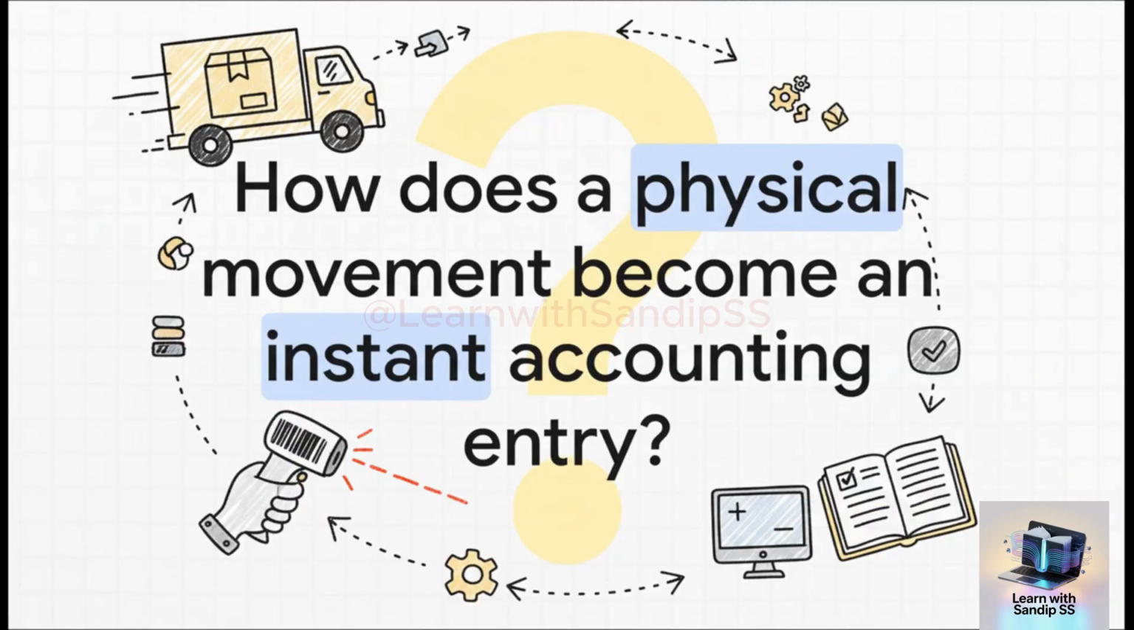Just picture this for a second. A truck pulls up to your warehouse. Someone unloads a box. They scan it into the system, and right at that very moment, the company's financial books are updated. And get this, nobody in accounting had to lift a finger. So how? How does the system know exactly which accounts to debit and which ones to credit? That's a big question we're going to answer today.